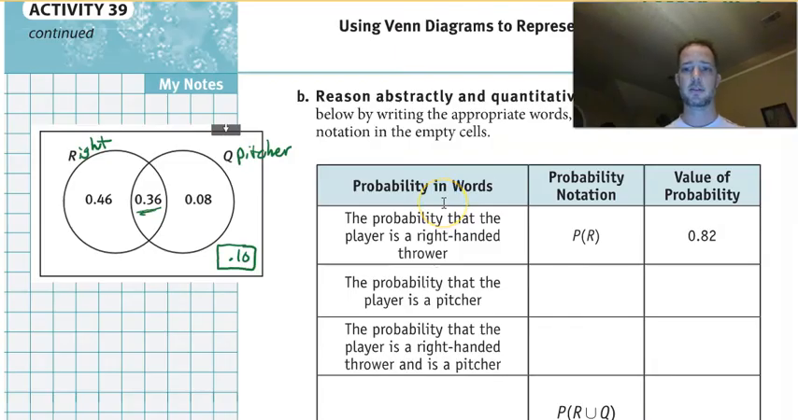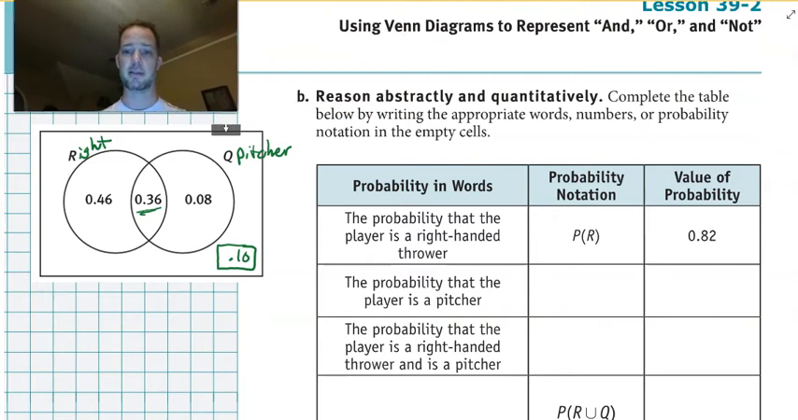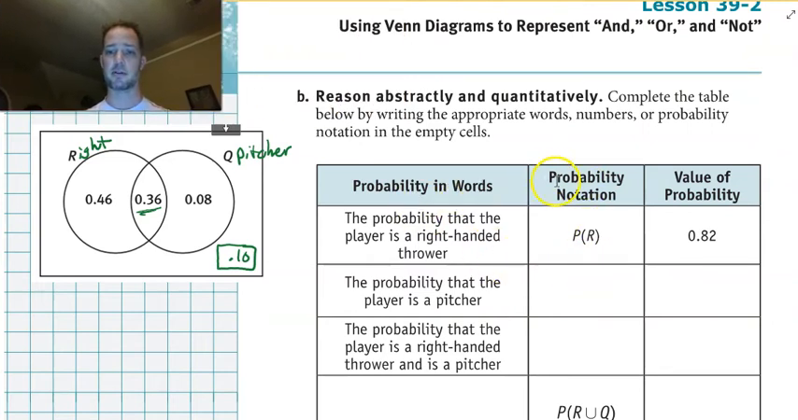So that is 0.10. It says complete the table below by writing the appropriate words, numbers, or probability notation in the empty cell. So we're either going to have to be filling in words, probability notation, or the actual value on here.